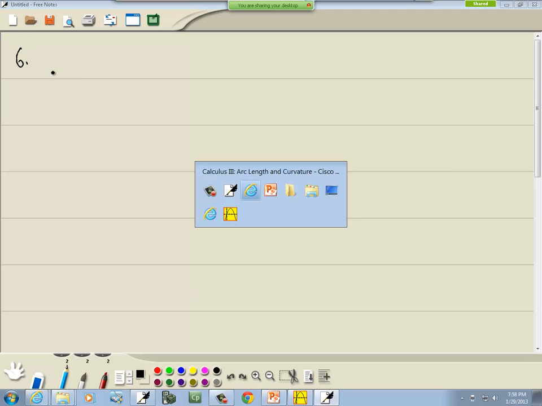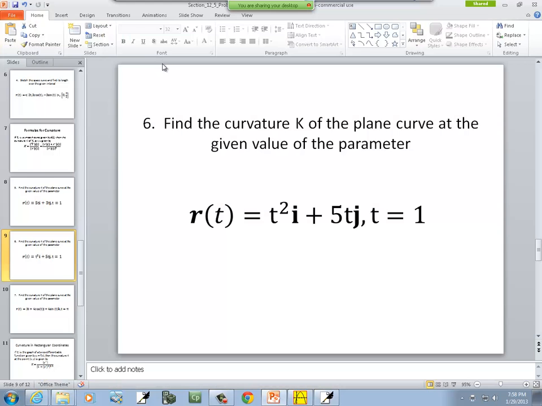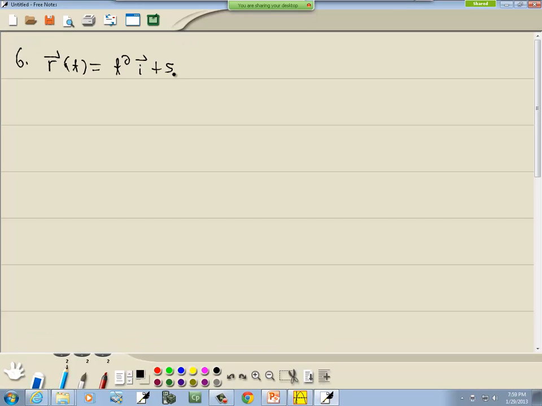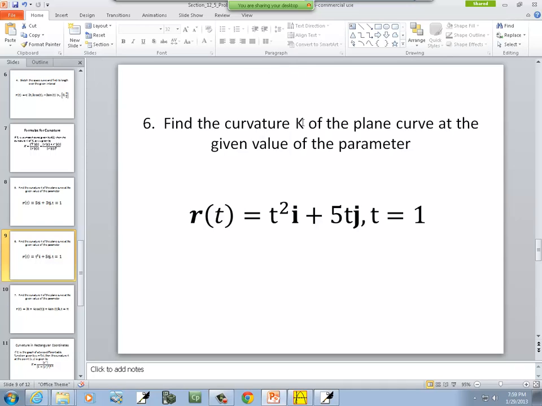I think this was number 6. I didn't want to do just all trivial problems, so I thought I'd do one a little bit more challenging on this. So we've got r(t) = t squared i plus 5t j, and t is equal to 1. Now, for our formula, the instructions are to find the curvature.